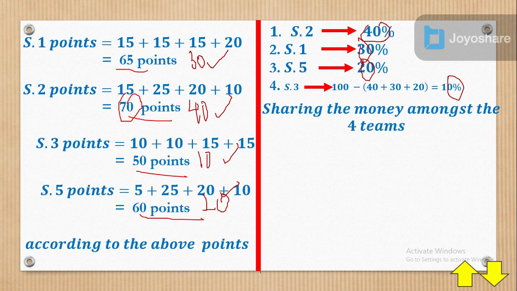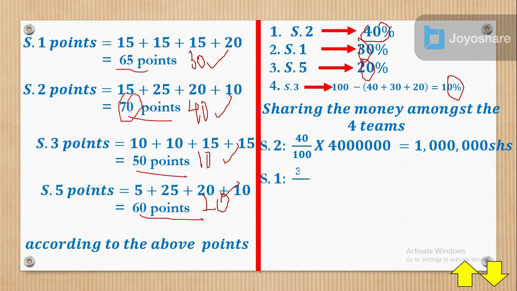So now with this, we shall start with the senior 2. The application will be the 40% times the 4 million. And how much shall we get? You'll get 1 million Uganda shillings anyway. I guess they share it very well. Some good cash. So now senior 1 had 30% times 4 million. How much would they get? That will give us 1,200,000.